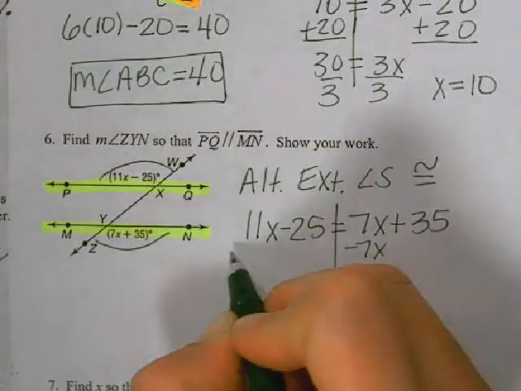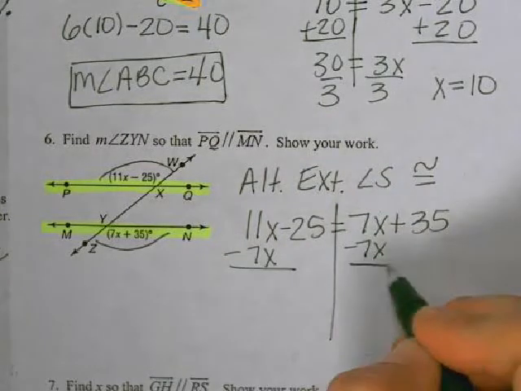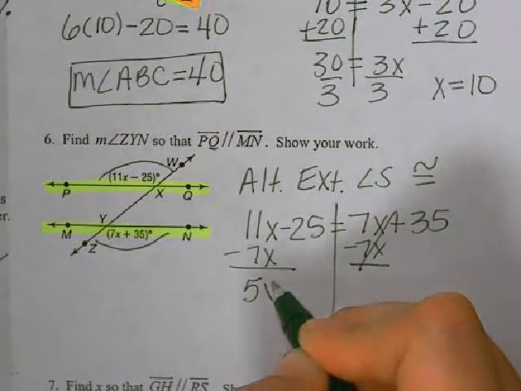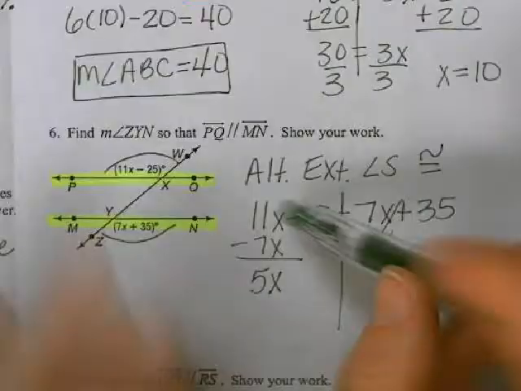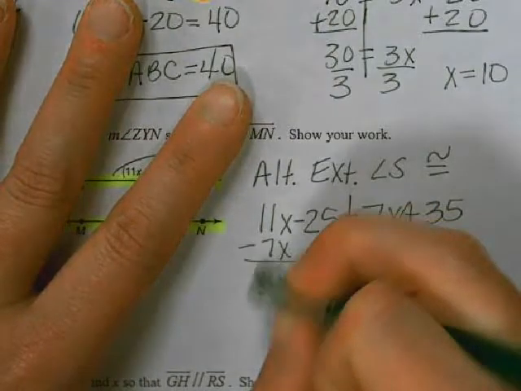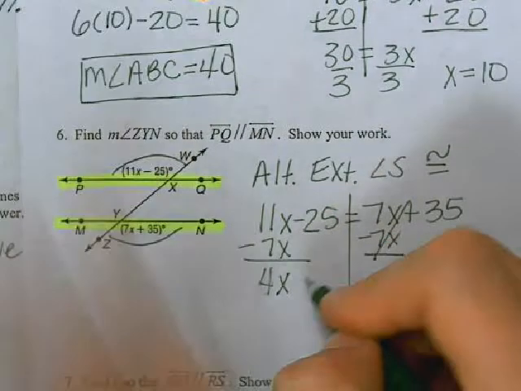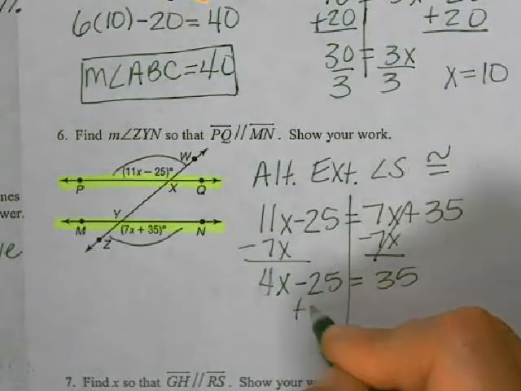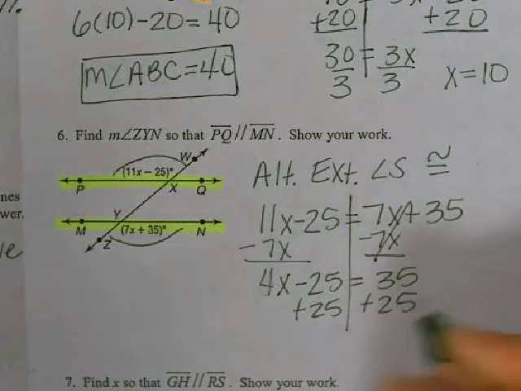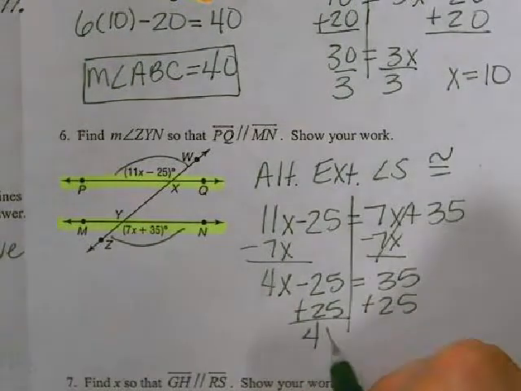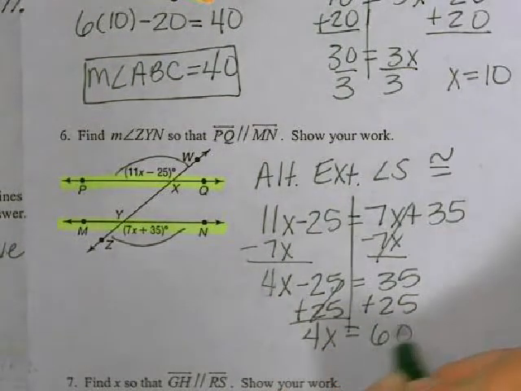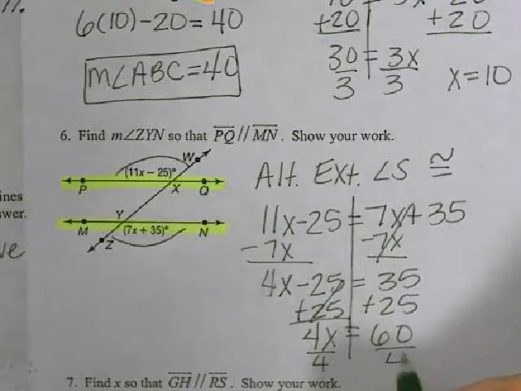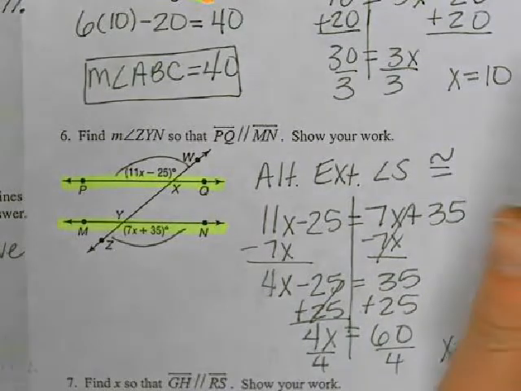So subtract 7x from both sides. That gets you 5x, is that right? No, 4x. 11 minus 7 is 4. 4x minus 25 equals 35. Add 25 to both sides, and we get 4x equals 60. Divide by 4, and then x equals 15.